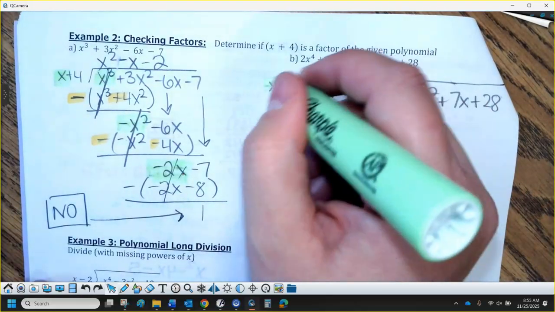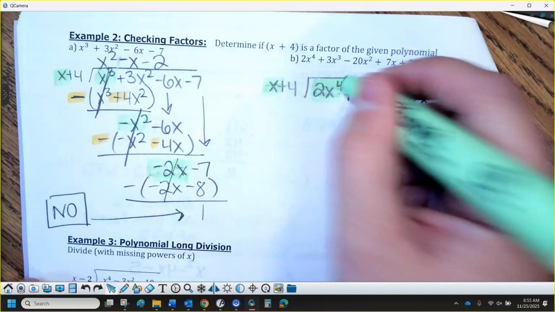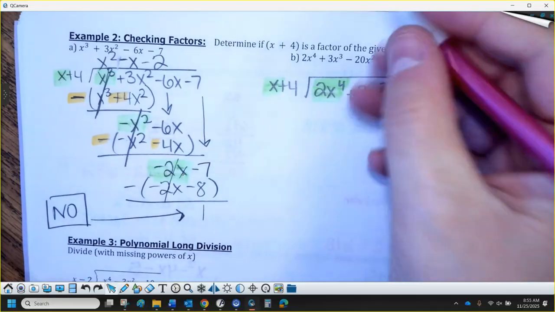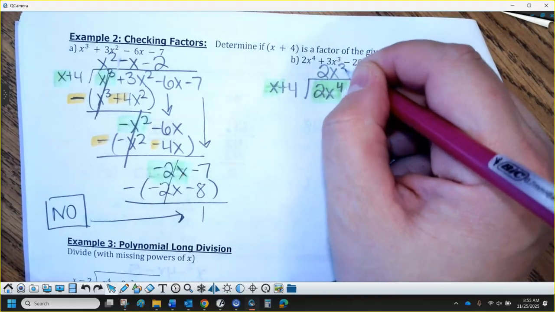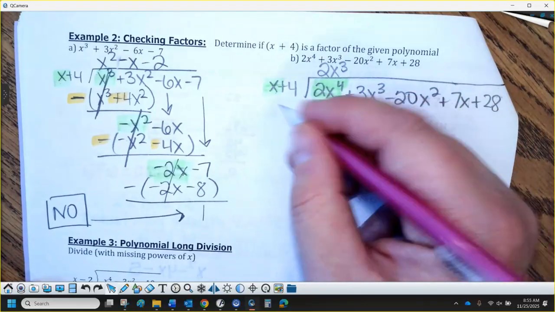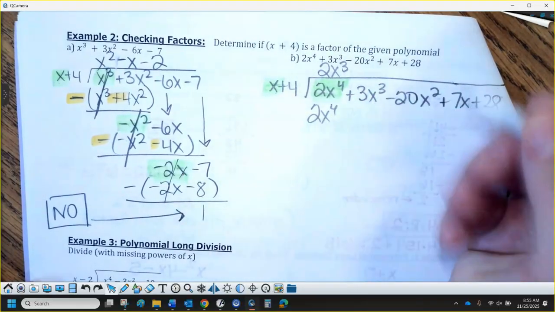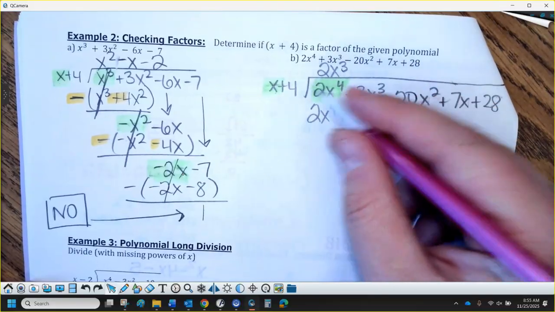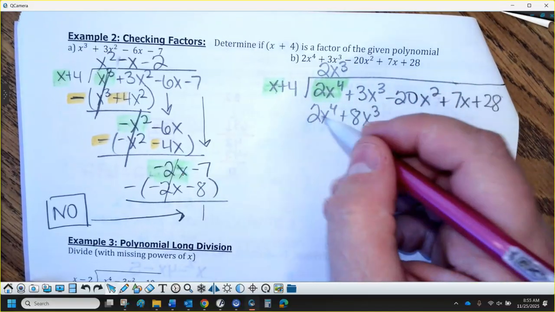What would you multiply x by to turn it into 2x to the 4th? 2x to the 3rd. Good. You got to have a 2 because I don't have anything in front of the x. And I need 3 more x's to take 1 up to 4. Okay, 2x to the 3rd times x should match up with this 2x to the 4th. That'll cancel that out. 2 times 4 here is 8. And then that'll have an x to the 3rd with it.